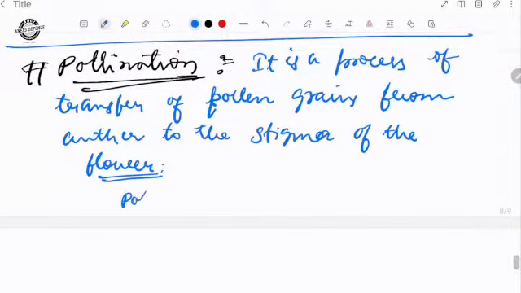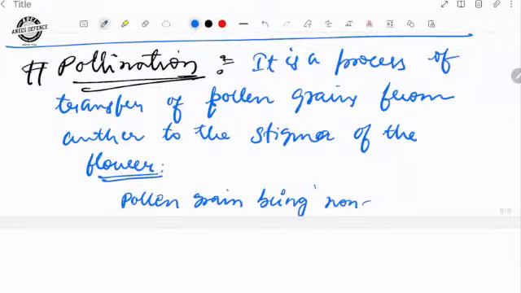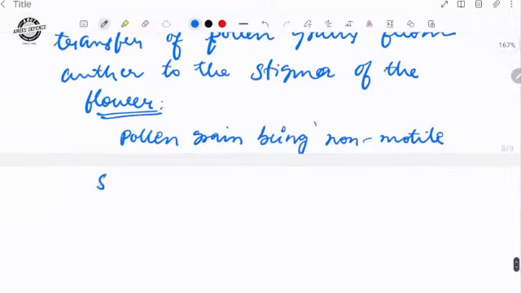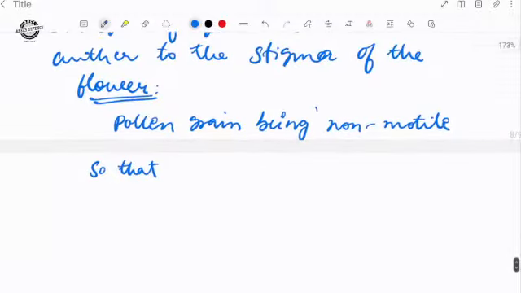As we noted, pollen grains are non-motile. Non-motile means they do not have any locomotory organs, so they cannot move from one place to another. Pollen grains have no motility, so by themselves they cannot transfer from one flower to another to reach the stigma for the further process.